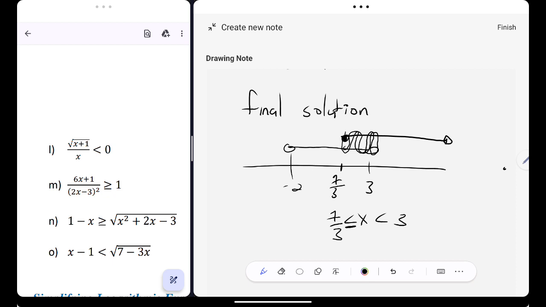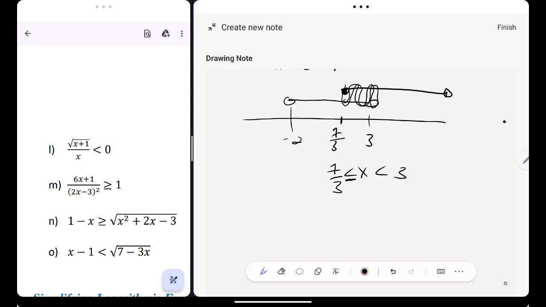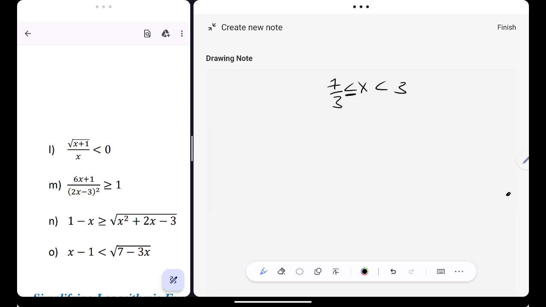Are we together? Okay, let's do the other one with surds. I have 1 minus x greater or equal to the square root of x squared plus 2x minus 3.